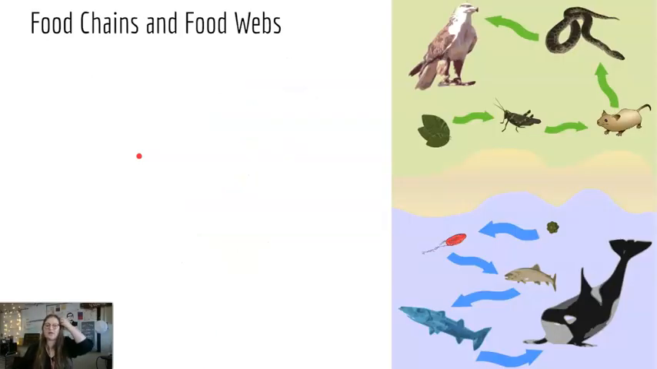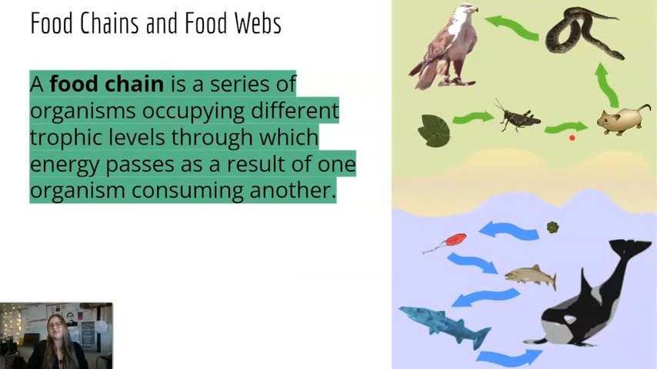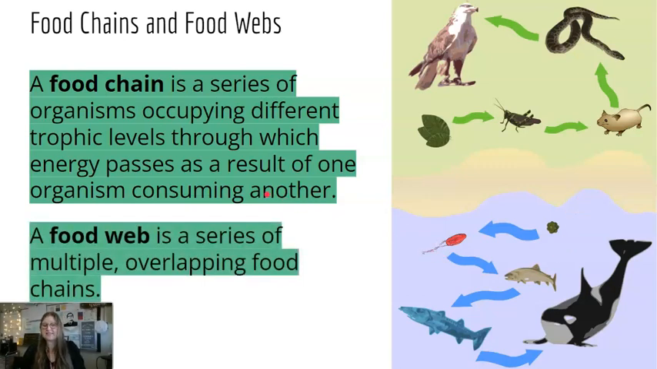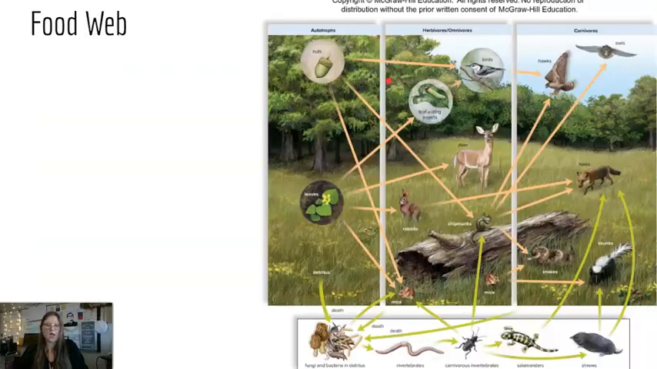All right, the last thing we want to cover here is food chains and food webs. So we had a little bit of a food chain here, but a food chain is a series of organisms occupying different trophic levels through which energy passes as a result of one organism consuming another. A food web is a series of multiple overlapping food chains. So a chain means we can follow one specific thing to one specific thing to one specific thing. It's a chain. It's one continuous line. A food web is not that. A food web should have tons of arrows going different directions, showing the flow of energy.